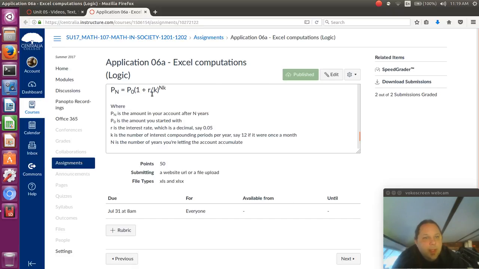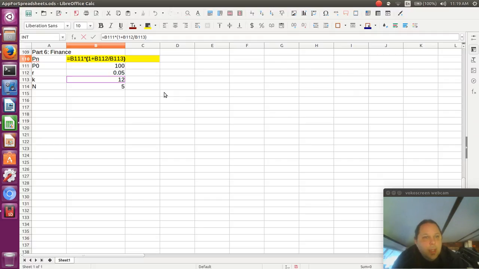Now I need to raise that to a power of n times K. Exponent, and now I need to remember to do parentheses or it will be wrong. N times K. Close the parenthesis, and that's our function. I'm going to copy this here. That's the answer, and I'm going to leave this here for reference.